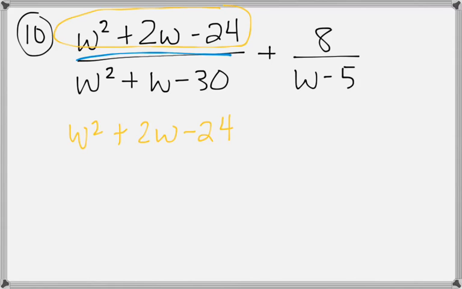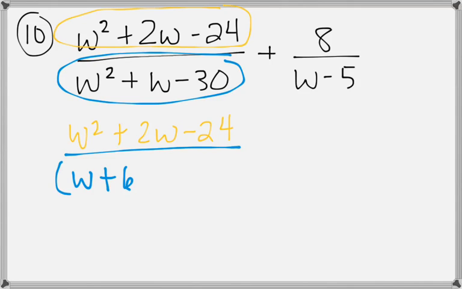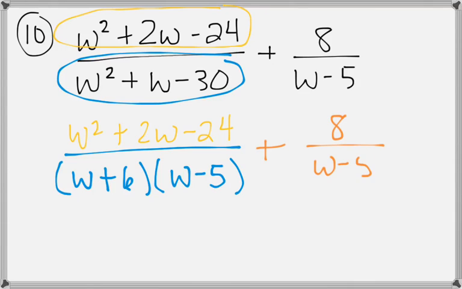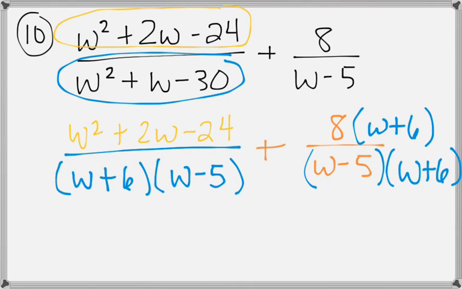In the denominator, what multiplies to give me a negative 30 and adds to give me a positive 1? 6 and negative 5. Okay, over here, I don't think I can do anything with the 8 and the w minus 5, so I'm not going to even bother. What do I need to do next? Good. W minus 5, and I need a w plus 6. Gotta have like denominators when I'm adding or subtracting. All right, so now they're matching.